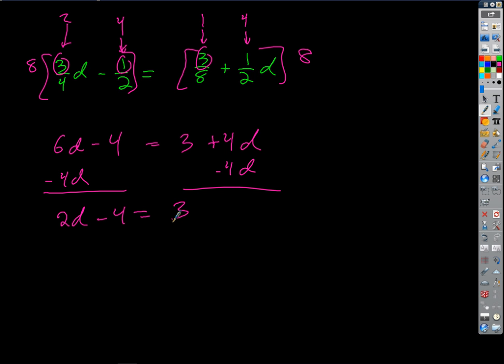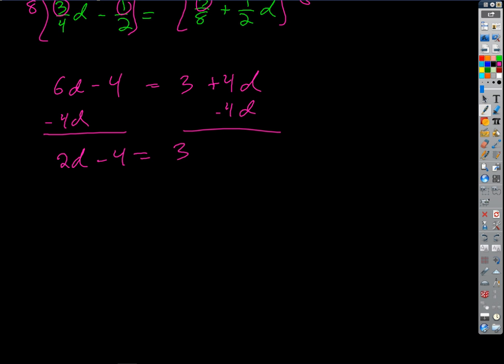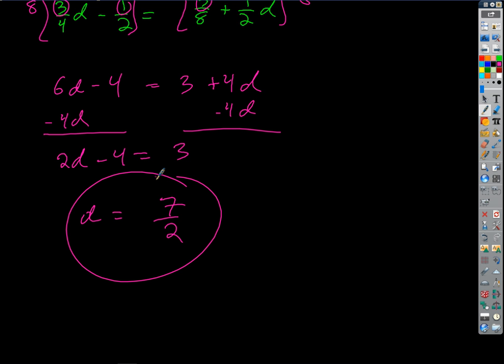What are the two steps in order to get the D by itself? Add 4, divide by 2. Good. Add 4, divide by 2. And we can do that in our head. Right? If we add 4, what am I going to get on this side? And then I'm going to divide by 2, and so D equals 7/2, right?